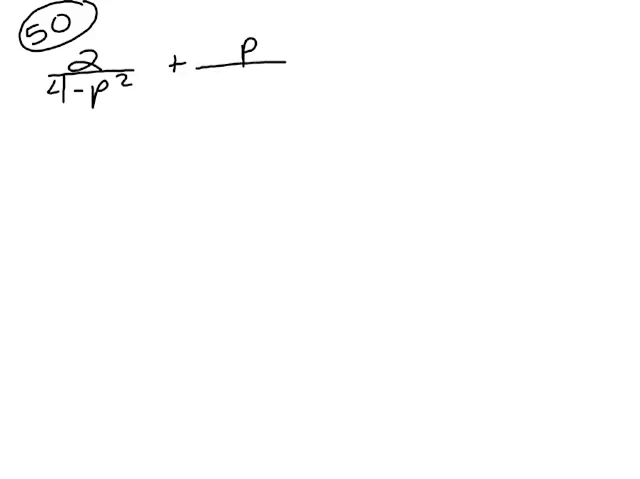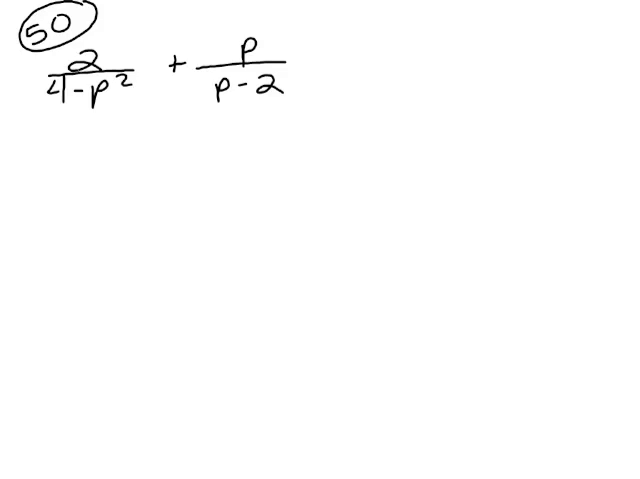Okay, let's do a few more. 52, 2 over 4 minus p squared. So I need to put those in the correct order. Plus p over p minus 2. Okay.